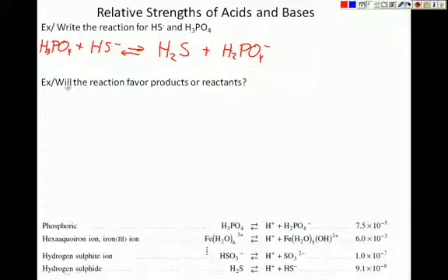Now the next question says, will the reaction favor the products or will it favor the reactants? Remember way back from chapter 2, how to figure out if something favors products or reactants. We have to look at KEQ. If KEQ is greater than 1.0, then since it's products divided by reactants, the products are in a greater quantity than the reactants. So if KEQ is greater than 1, products are favored. And if KEQ is less than 1, reactants are favored.